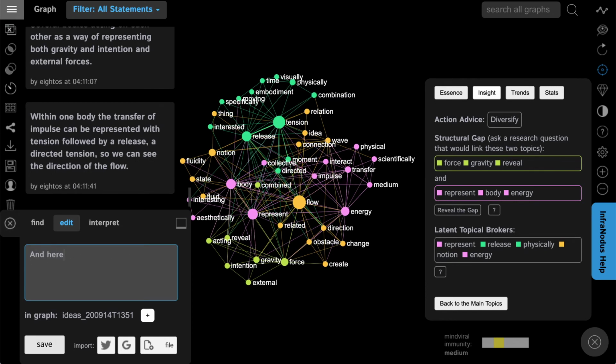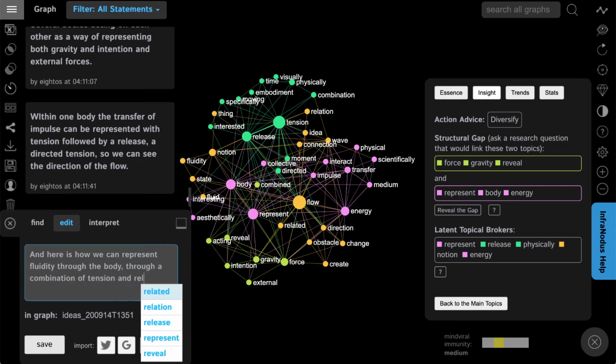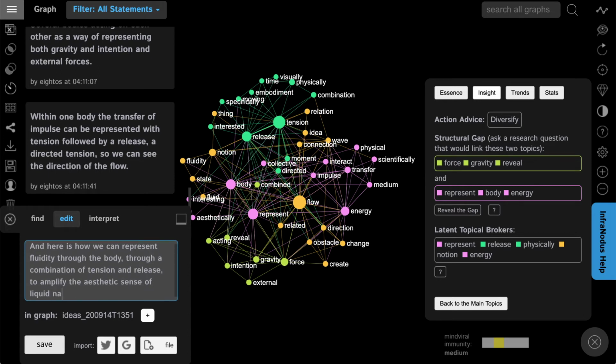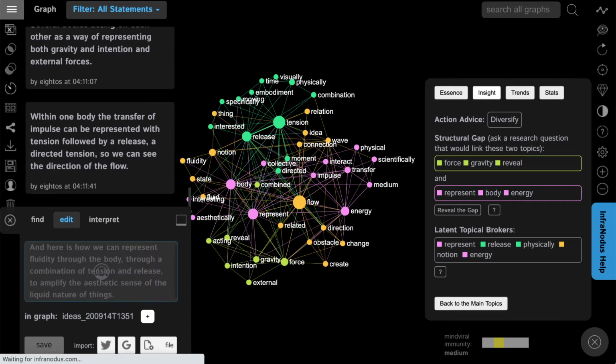And here is how we can represent fluidity through the body, through a combination of tension and release to amplify the aesthetic sense of liquid nature of things.